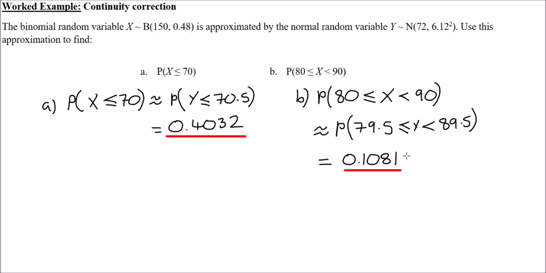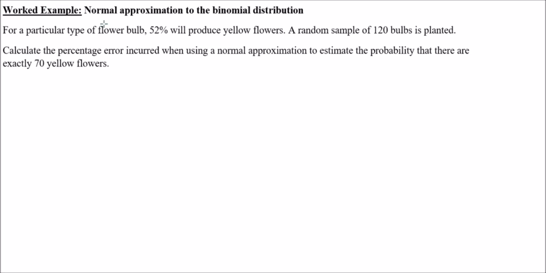So let's have a look at another example. So normal approximation to binomial, once again. This time we're talking about flower bulbs. So this worked example is a bit more sort of exam style. For a particular type of flower bulb, 52% will produce yellow flowers, and a random sample of 120 bulbs is planted. We are asked to calculate the percentage error incurred when using a normal approximation to estimate the probability that there are exactly 70 yellow flowers.